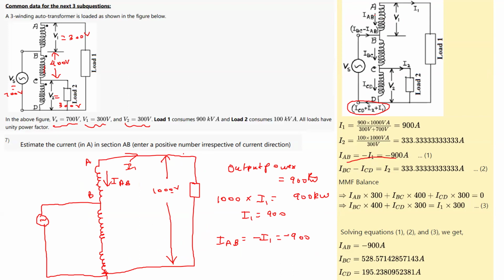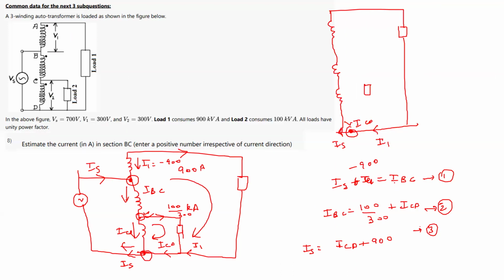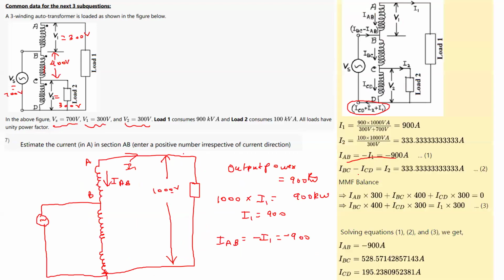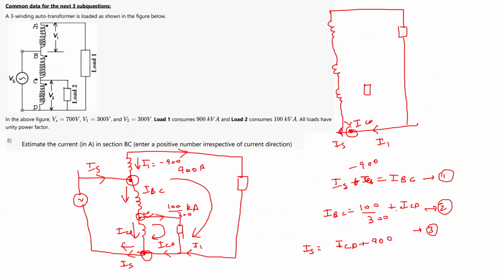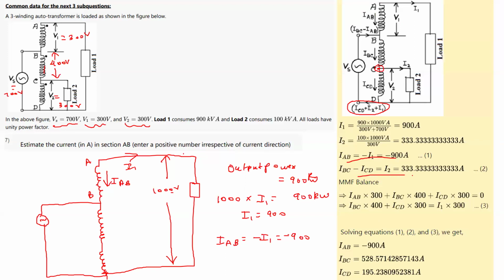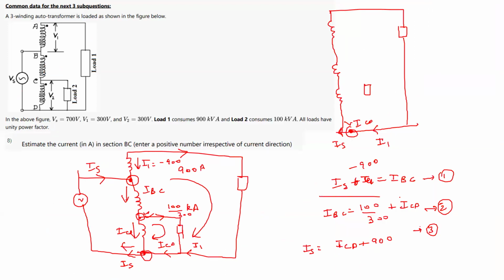So the first KVL, they are basically writing KCL here. They are writing IBC minus ICD as I2. This is the equation they are writing here. They are writing that IBC minus ICD is this one. This is what exactly they have written.